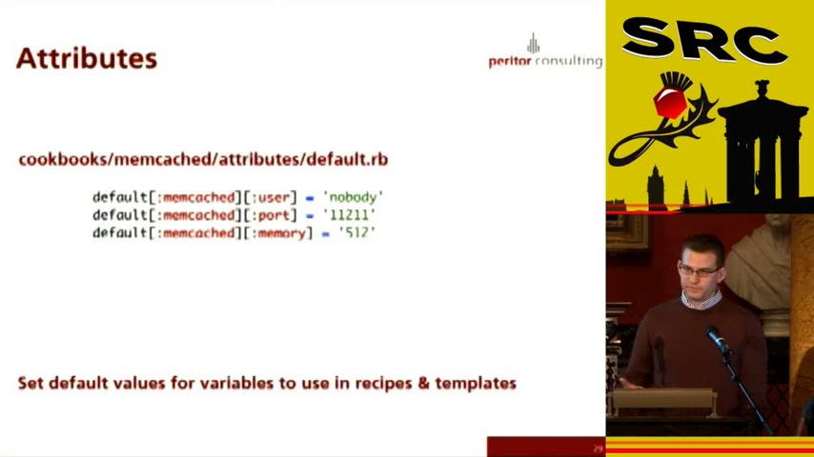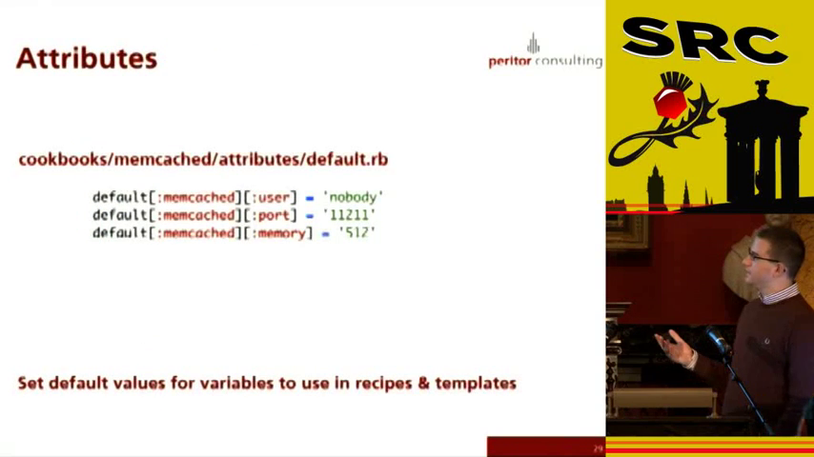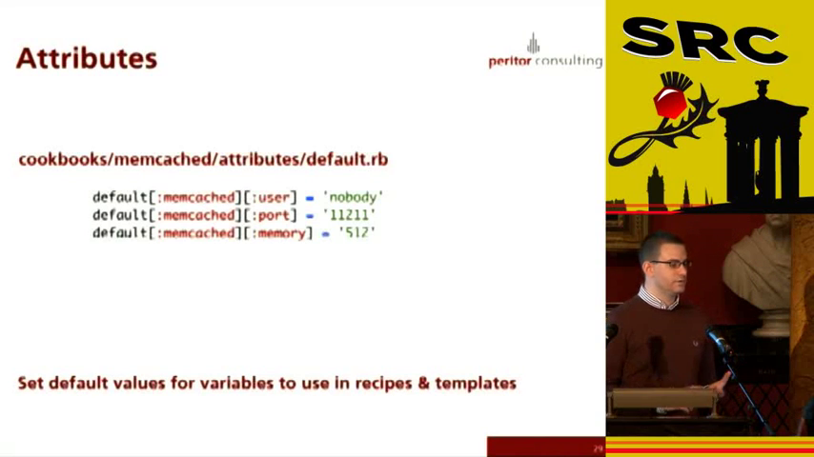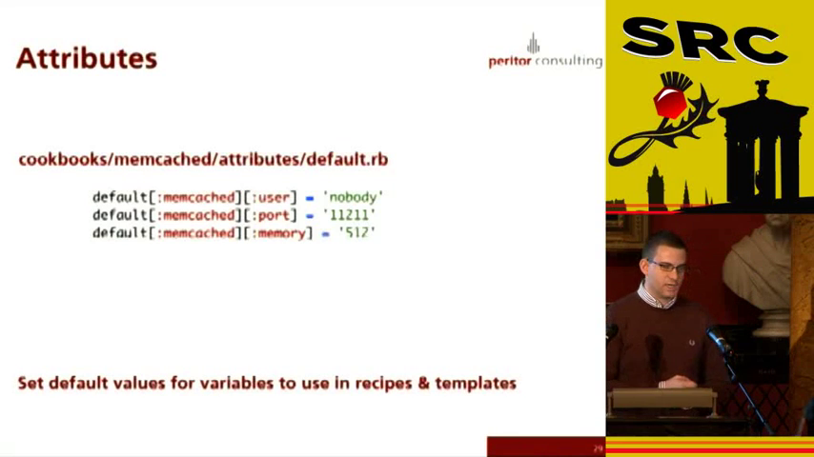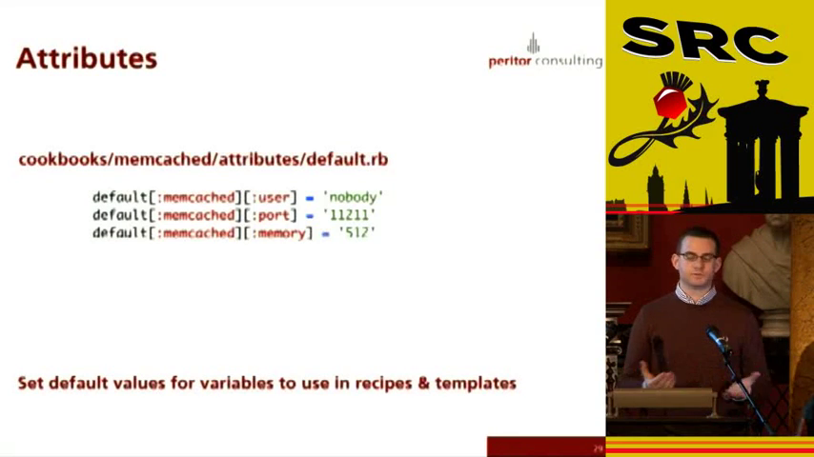An attribute file just declares defaults. In this case, we declare some defaults, like what should the user of Memcached be, what is the port where I want it to listen, and how much memory do I want it to have.